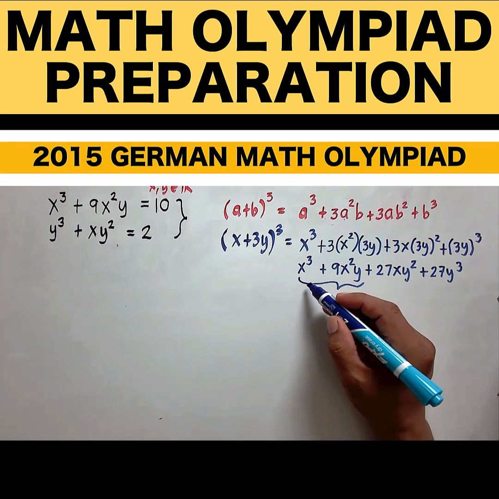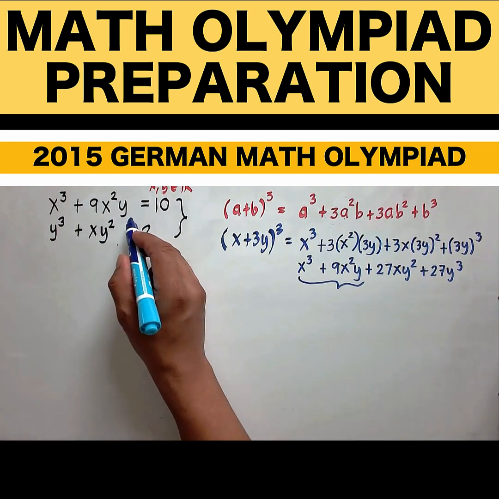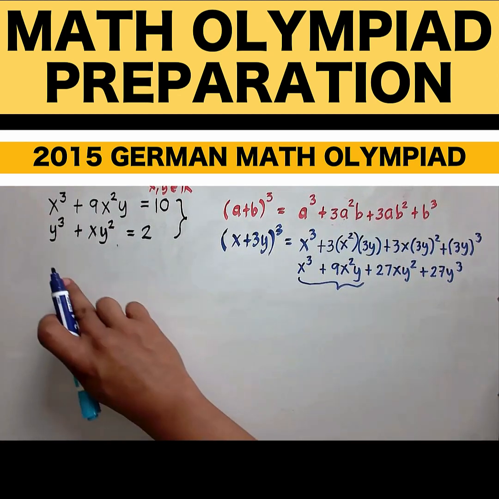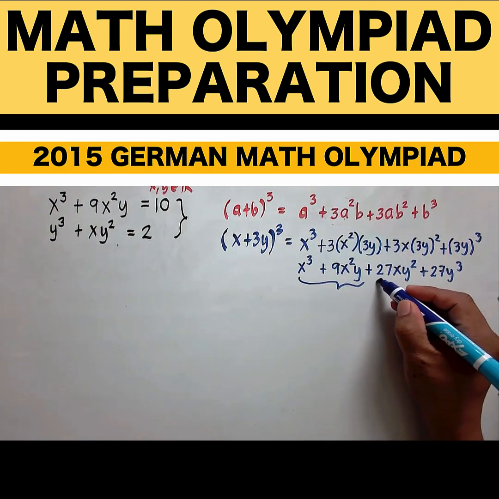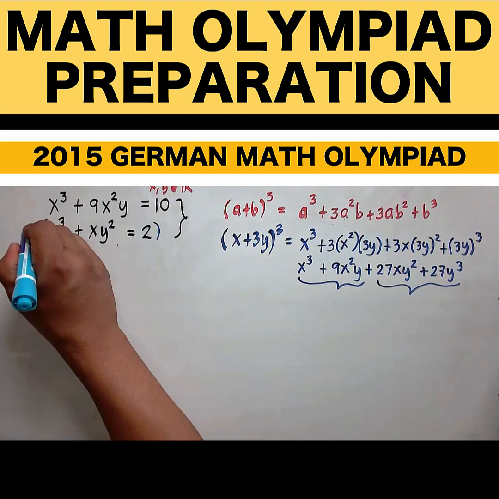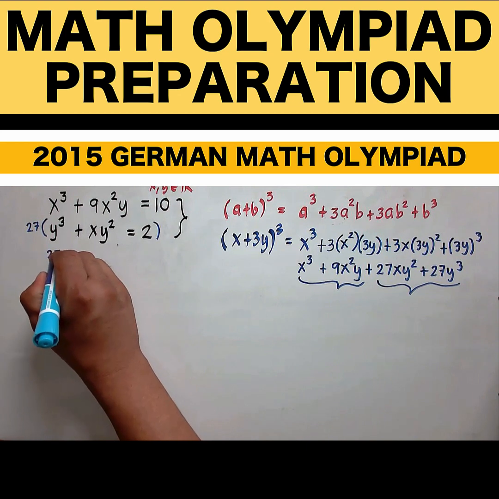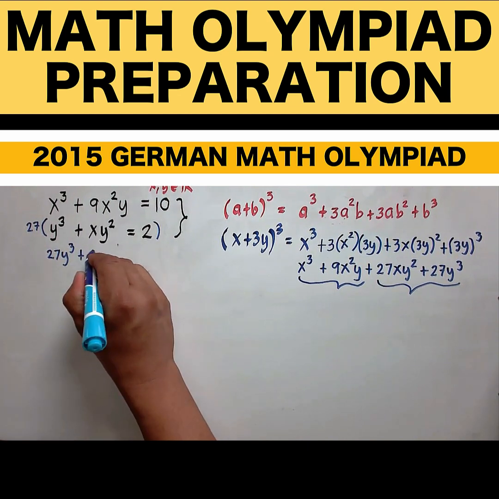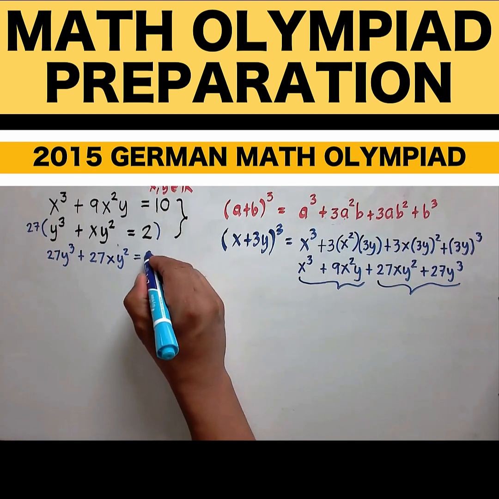Notice now that this x cubed plus 9x squared y is exactly the left side of the first equation, but our problem is the second equation. How can we transform this into this one? Again, notice that if I multiply this by 27, the left side of the second equation becomes 27y cubed plus 27x y squared, and the right side becomes 54.